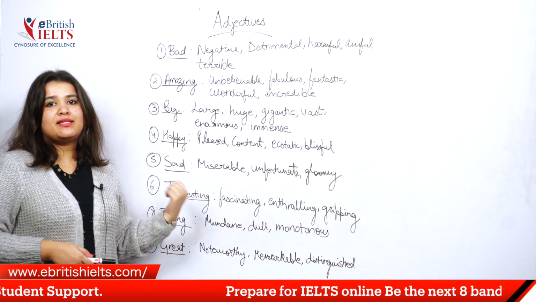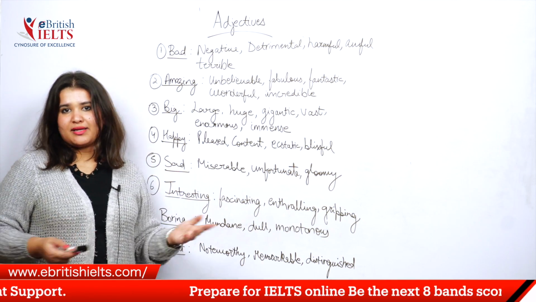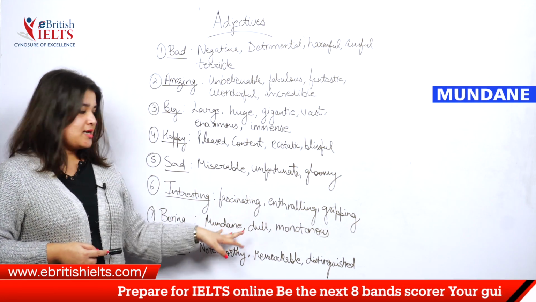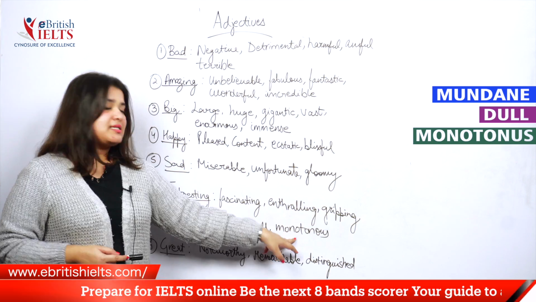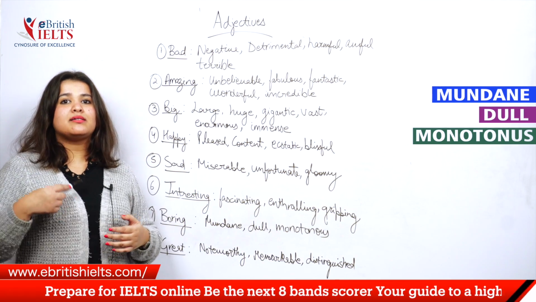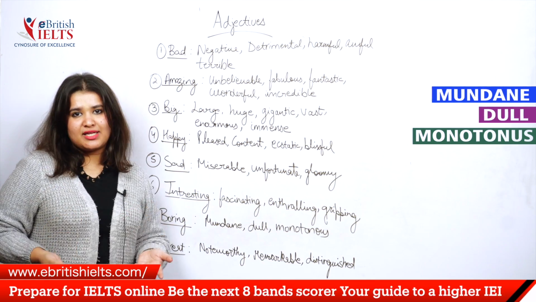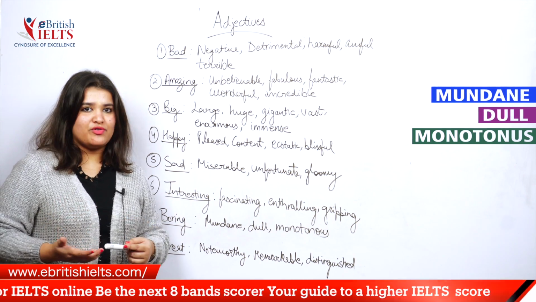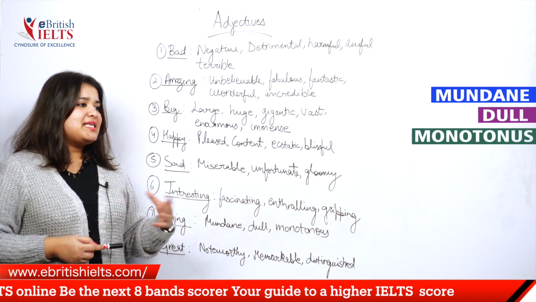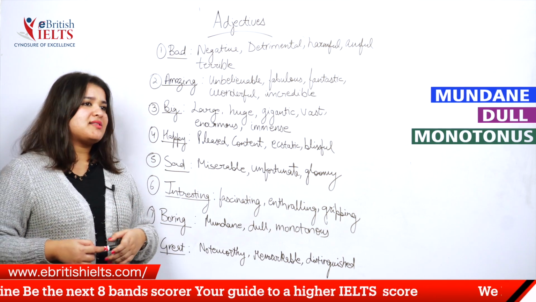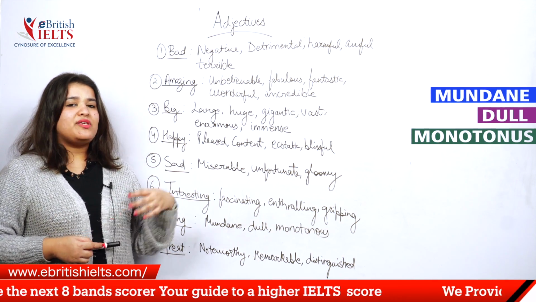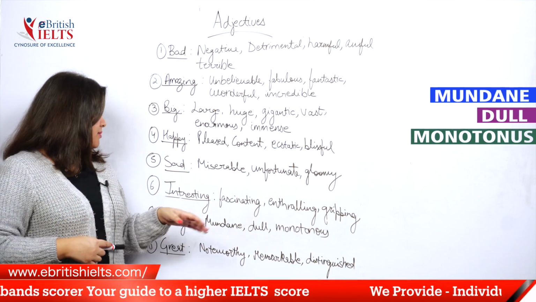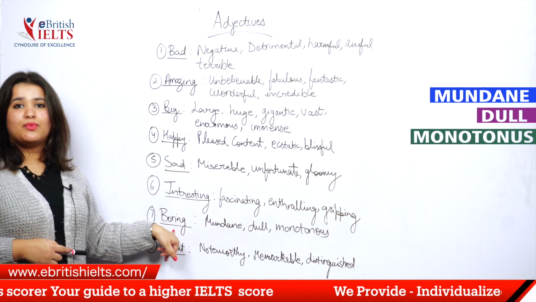Coming to the seventh one, it is the opposite of interesting, which is boring. So what can you use instead of the word boring? Mundane, dull, monotonous. I am tired of doing the same mundane tasks every day. If you keep on doing something again and again, obviously you tend to get bored of it. So how can you say it? These tasks are very mundane. These tasks are very dull. I am tired of these monotonous tasks. Means you're using these words in place of the word boring.